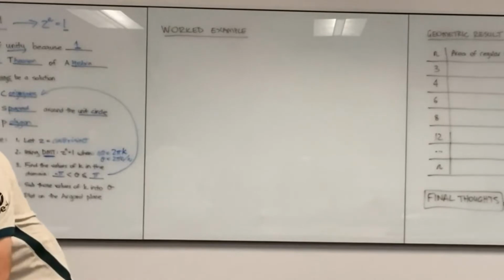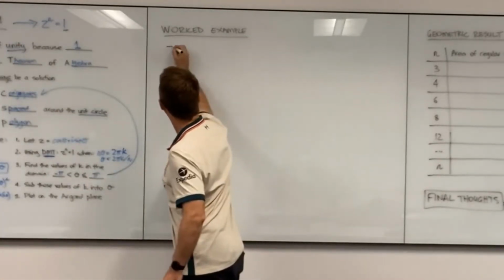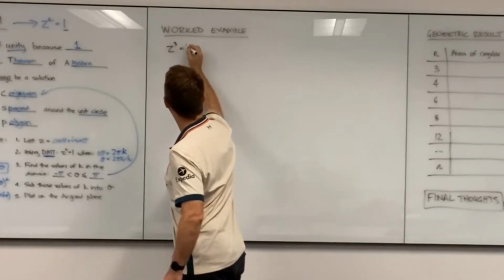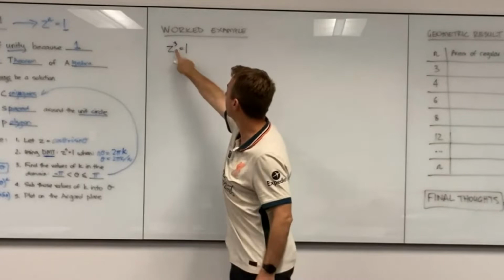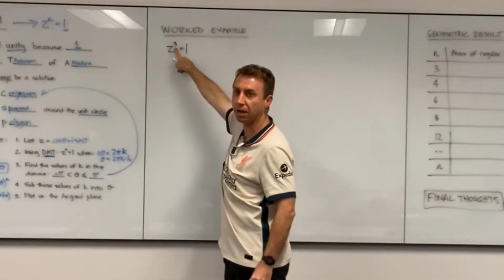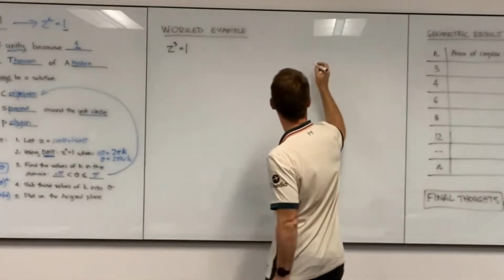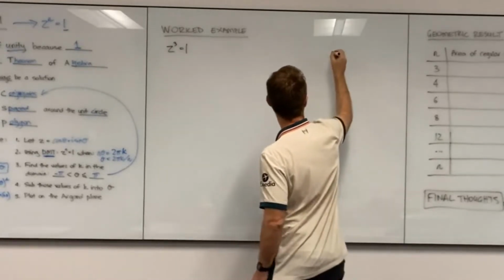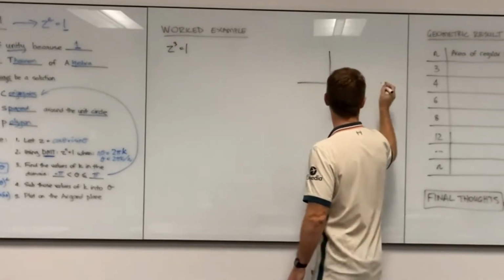So I'm going to take the example of z to the 3 equals 1. So let's work through this together. So what do we know right away? How many solutions are we going to have? 3. 3 solutions.